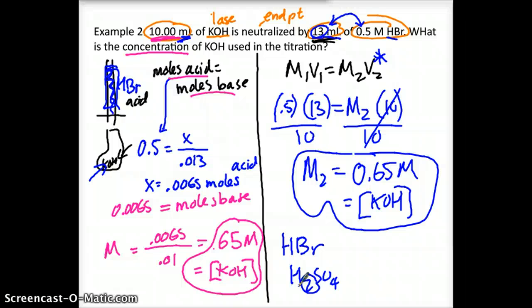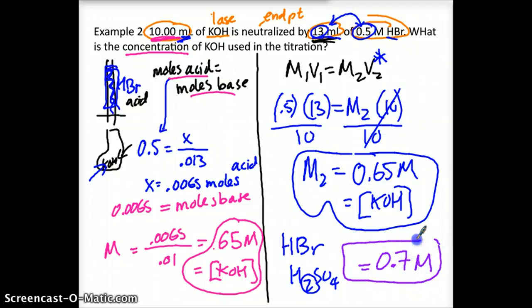Let me check one thing. Sig figs. You might be thinking, there's only one sig fig here. You're absolutely right. So, with sig figs, the correct answer should be 0.7 molar. Correct answer with sig figs.